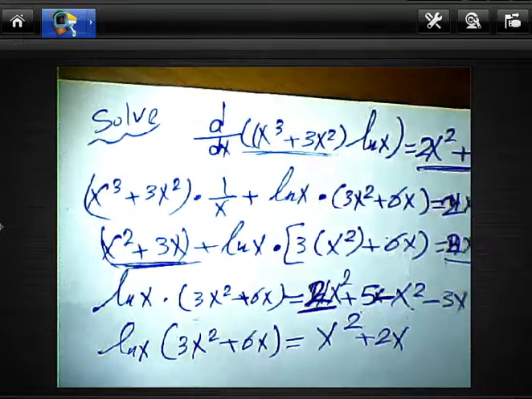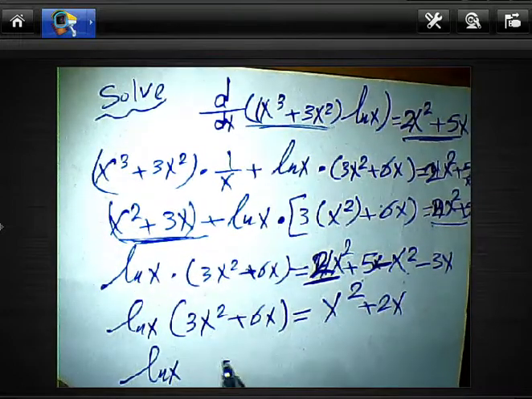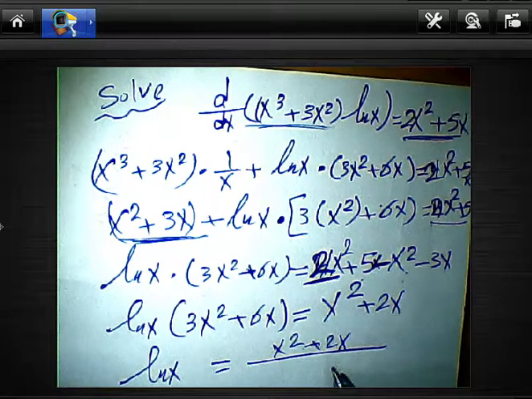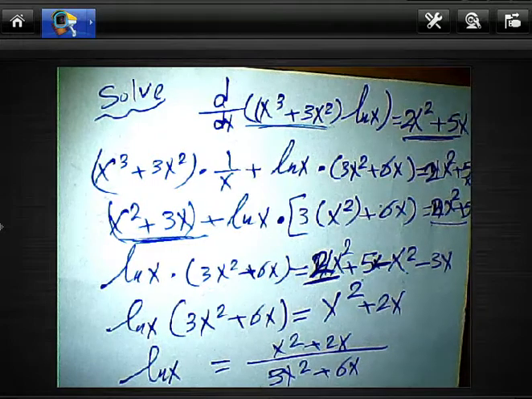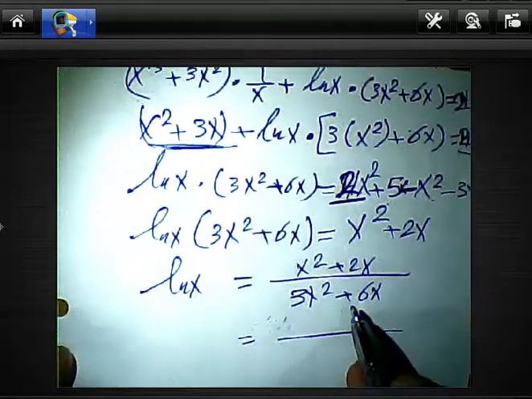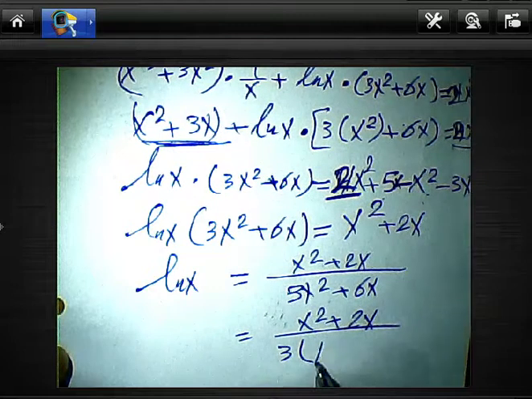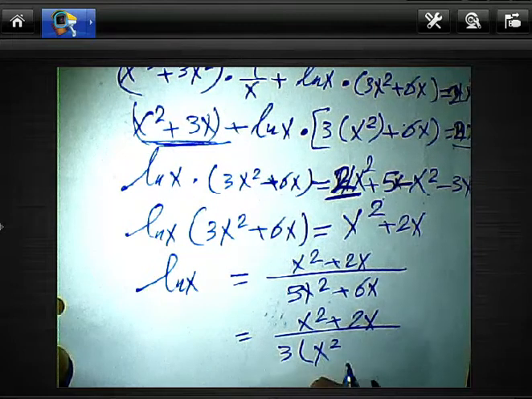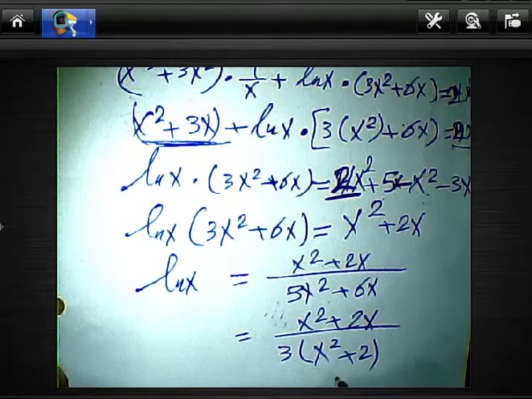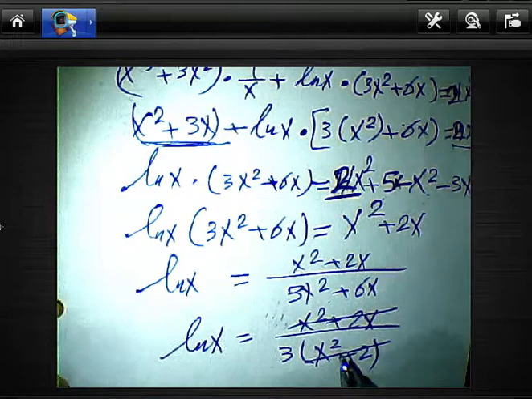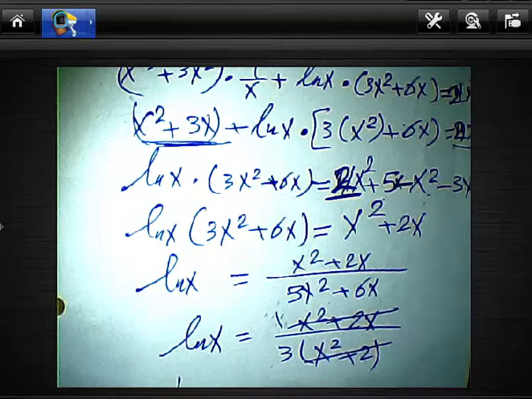And we can find the result here: ln of x equals x power 2 plus 2x over 3x power 2 plus 6x. We can simplify it, writing 3 outside in the denominator. The result will be x power 2 plus 2x over 3 multiplied by (x power 2 plus 2). We can cancel this expression with this expression, leaving 1 over 3. So ln of x equals 1 over 3.